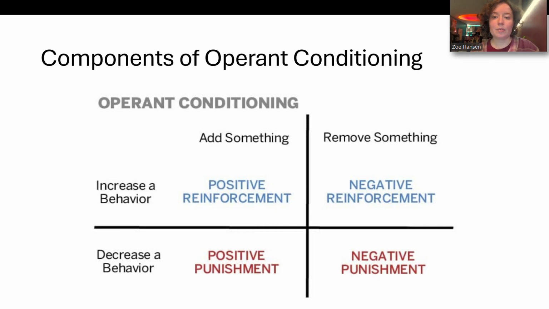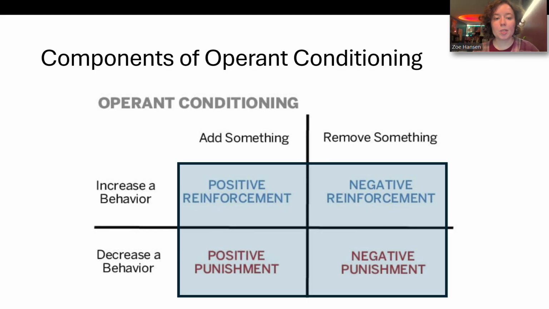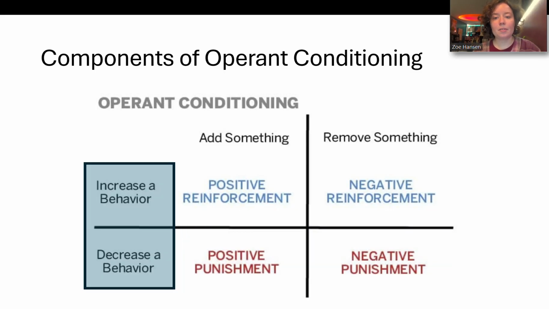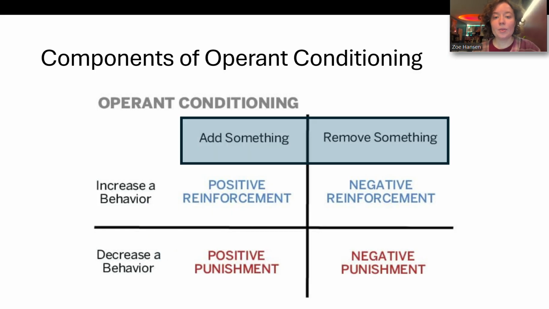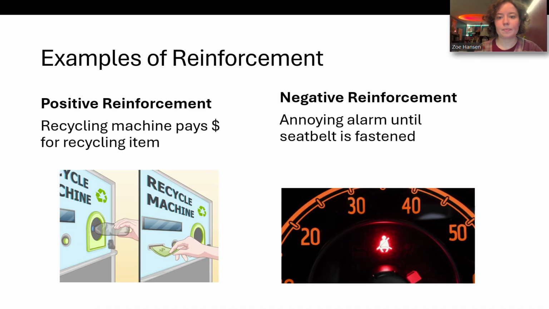So we have 4 different components of operant conditioning: positive reinforcement, negative reinforcement, positive punishment, and negative punishment. And these different components differ depending upon whether or not they are intended to increase a behavior or decrease a behavior, and whether or not they're doing that by adding something, which is referred to as positive, or whether or not they are doing that by removing something, which is referred to as negative.